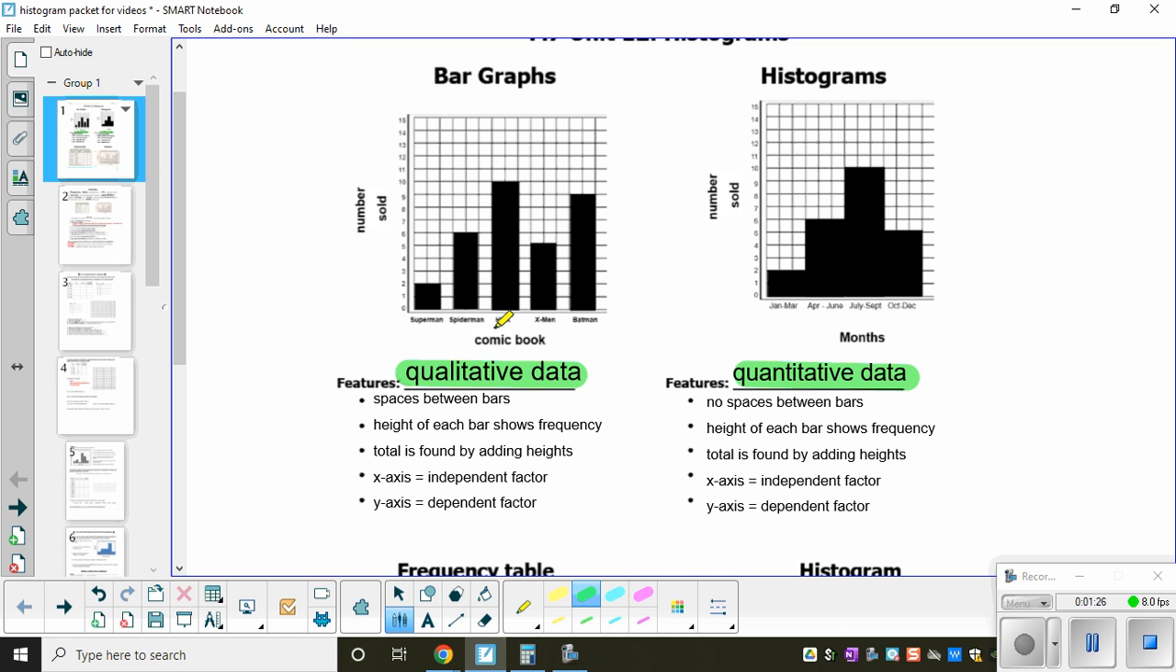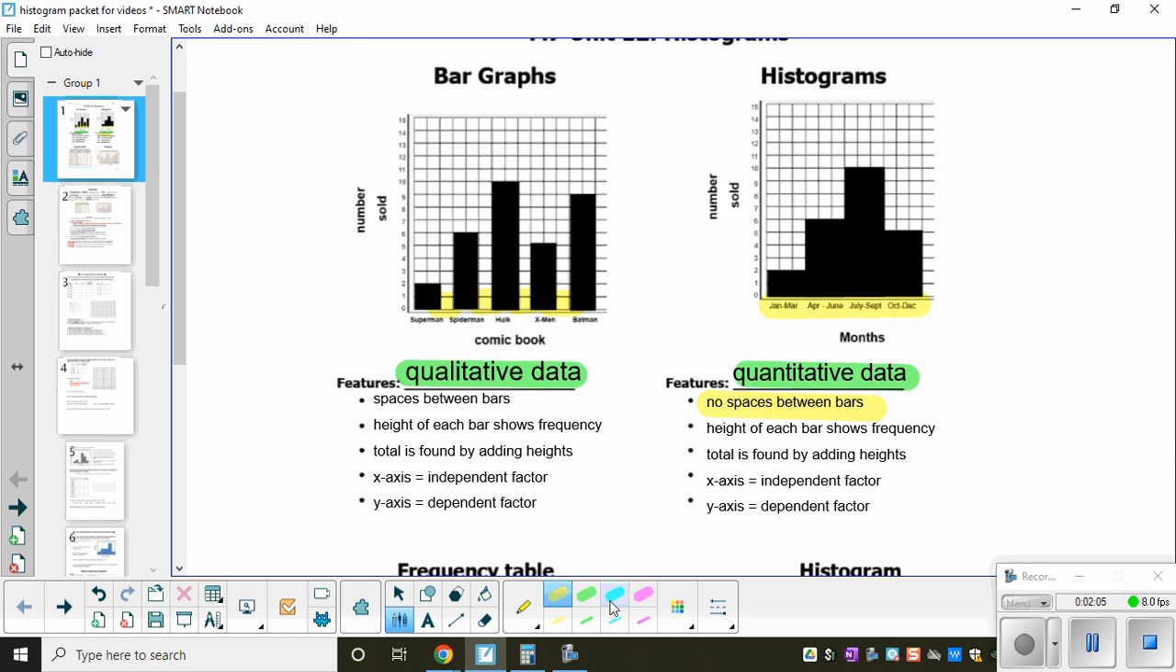So the big thing I want to point out from the beginning is that they generally represent different types of data. The bar graphs actually have spaces in between the bars. You'll see right here between Superman and Spider-Man, there's a space. I'm highlighting up here that there are spaces, whereas on the histogram, there are no spaces in between the bars. The reason that happens is because down here, we switch to intervals, and from January to March is an interval, and then April to June is another. I'm going to talk about the intervals more on the next page, but I just wanted to point out that that's why there are no spaces here.